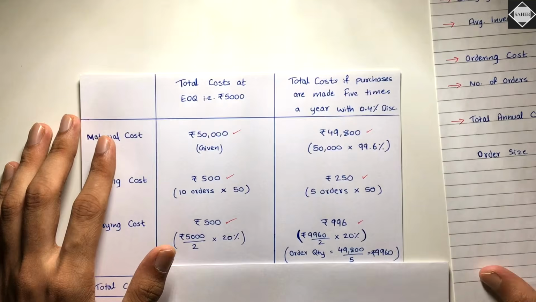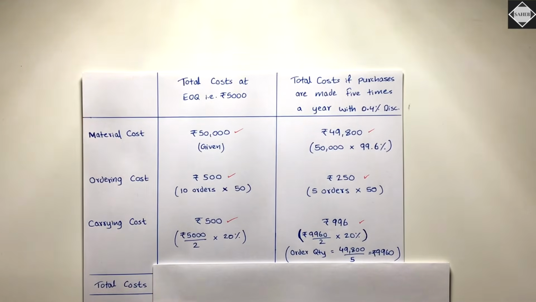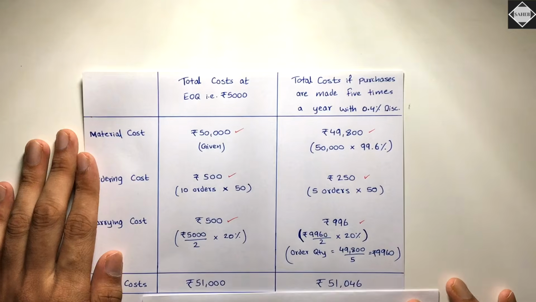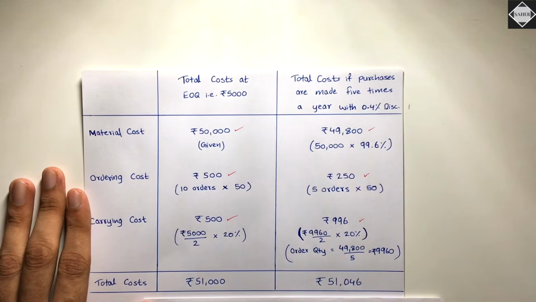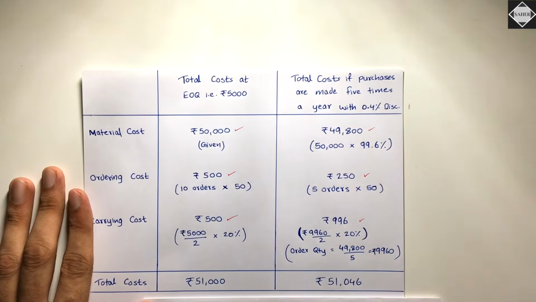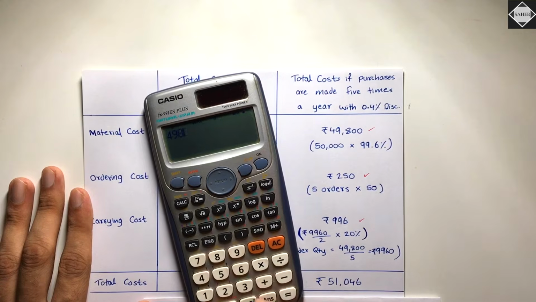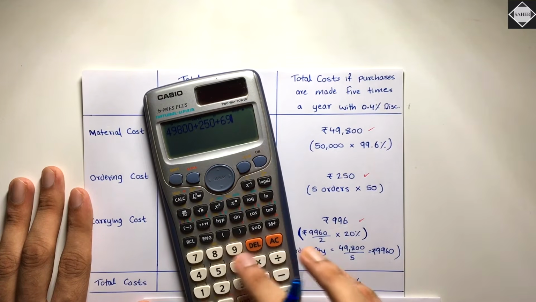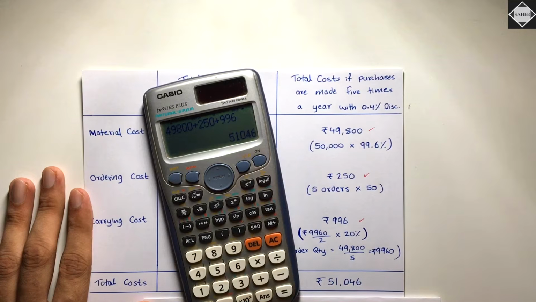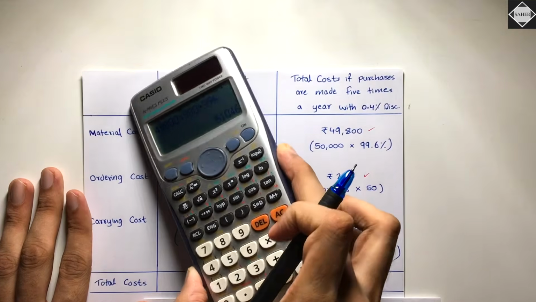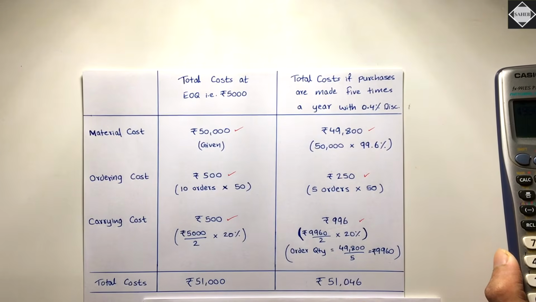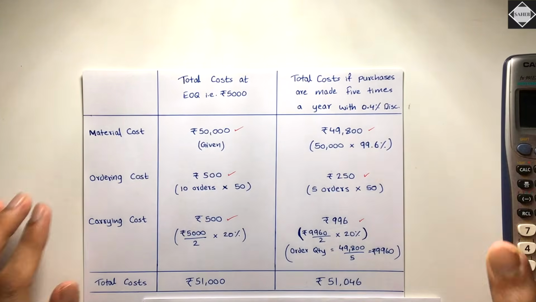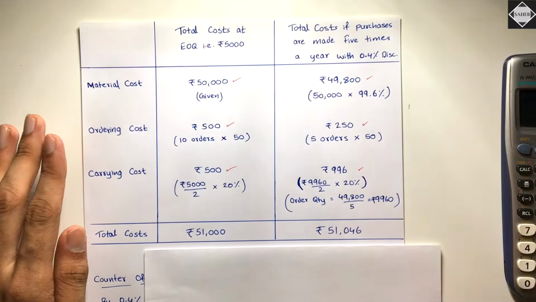Simple and straightforward. Now after doing the calculation, we just have to add it up, right? 50,000 plus 500 plus 500, that's 51,000. Clear? And then here 49,800 plus 250 plus 996, that's equal to 51,046 rupees. So you see, after getting the discount also, still 46 rupees extra cost we have to incur over here. So this discount is not viable. We can't go with this discount.